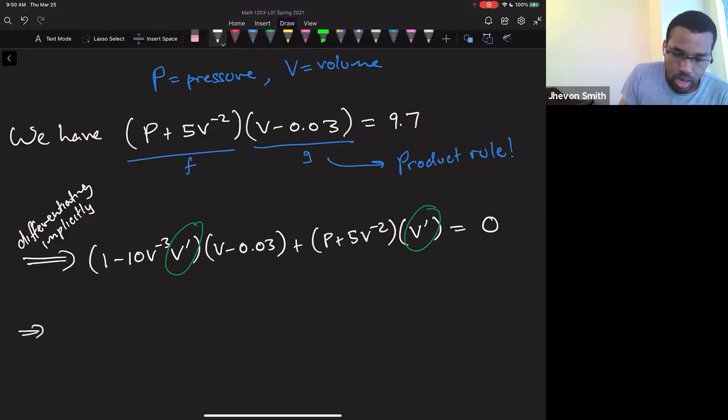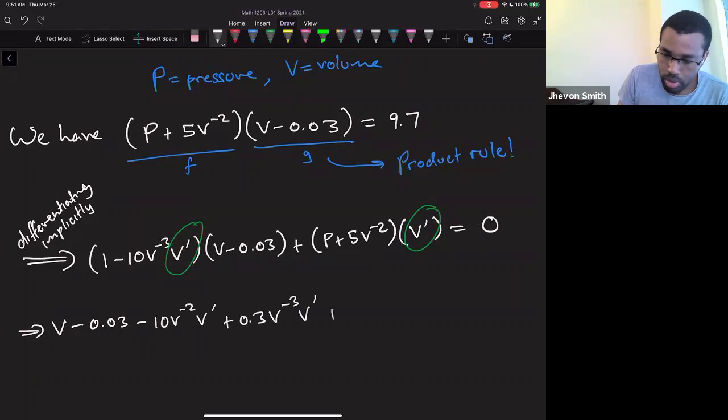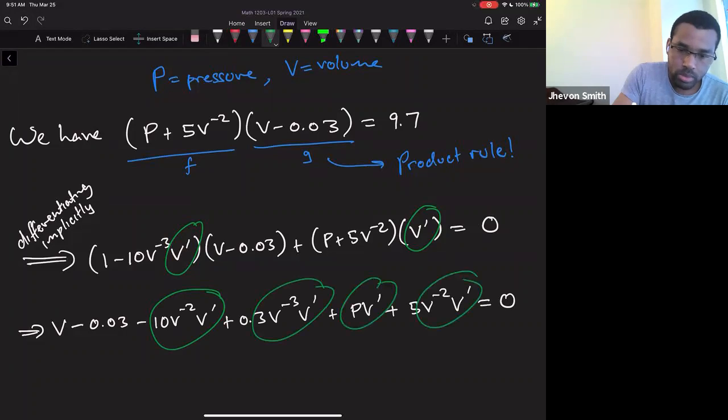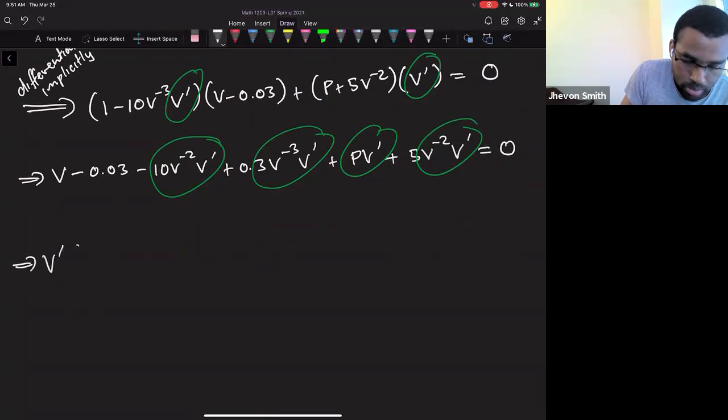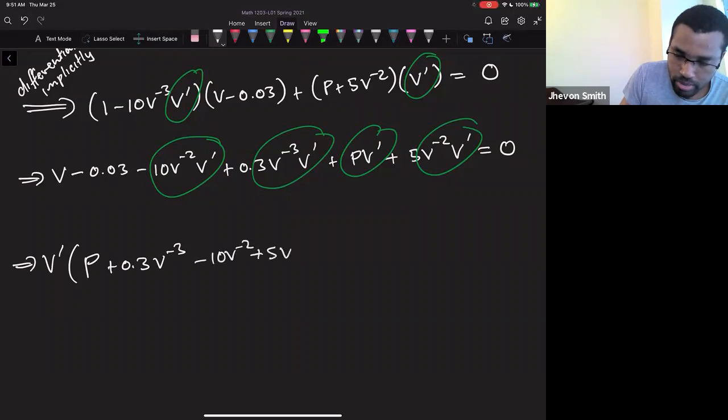So I would multiply out 1 times v, 1 times 0.03, minus 10v to the minus 2 v prime, plus 0.3v to the minus 3 v prime, plus p v prime, plus 5v to the minus 2 v prime equals 0. And here are my v prime terms. So I have v prime times p plus 0.3v to the minus 3 minus 10v to the minus 2 plus 5v to the minus 2 equals 0.03 minus v.